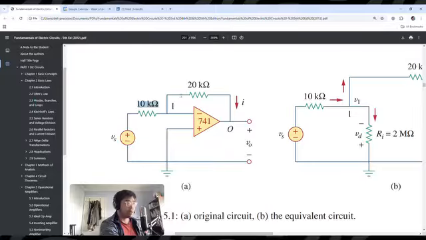Can you take a guess as to what factor this signal is going to be amplified by? If R1 is 10 kilo ohms and R2 is 20 kilo ohms, it's going to be multiplying by a certain factor, and we're going to have to do some math to determine what that amplifying factor is.